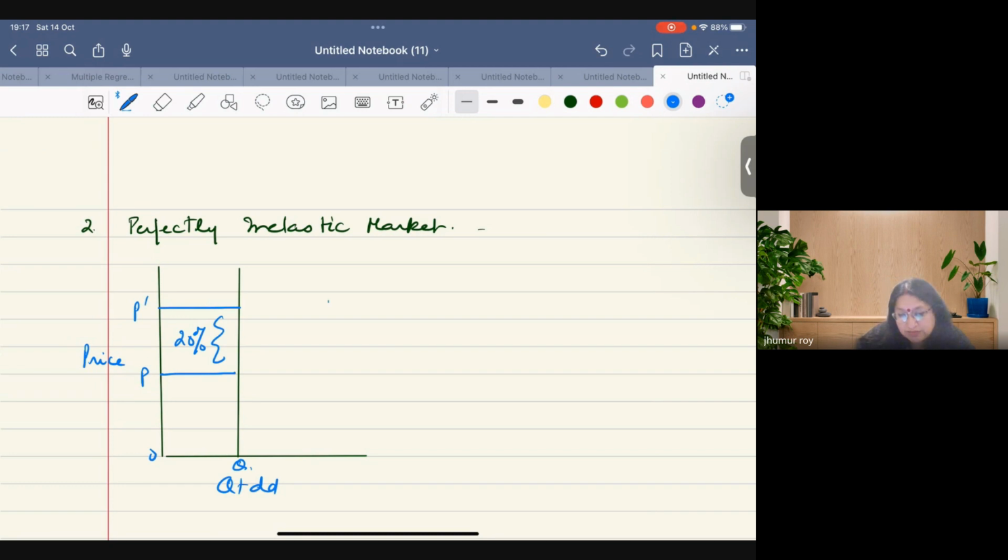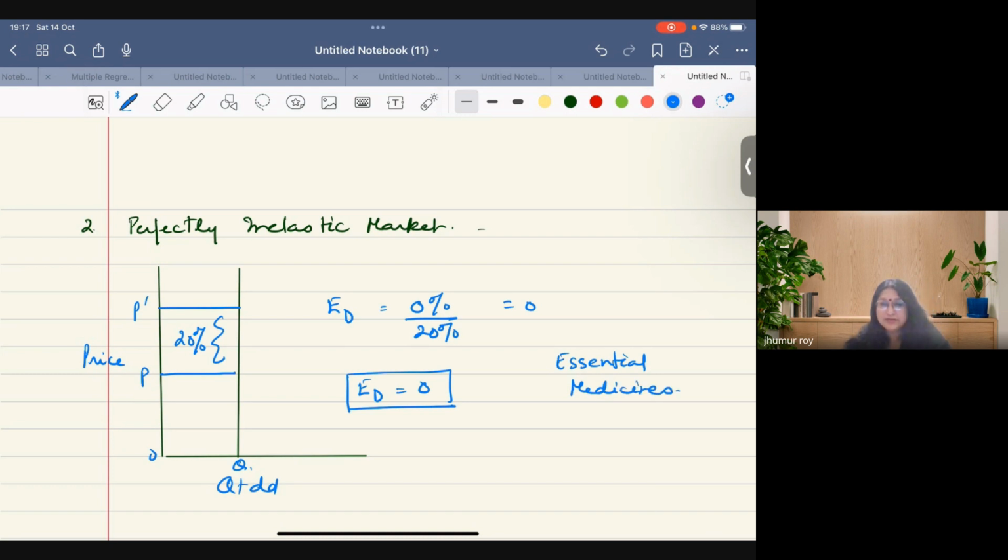So in this case, elasticity of demand is, as you know, percentage change in quantity upon percentage change in price. So you'll have 0% upon 20%. So that is equal to 0. So here we say elasticity of demand is equal to 0. Okay. Now, what is an example of this? The best example that you can take is essential medicines.